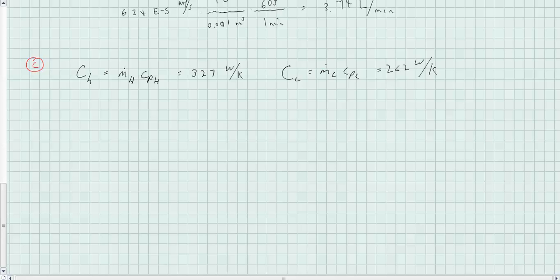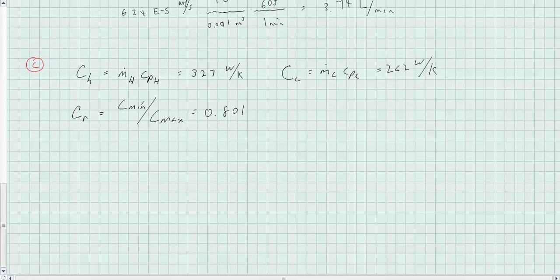Now if we reflect on what the epsilon NTU method will require us to do, we know that we're going to have to calculate what they call a heat capacity rate ratio, so this C sub R value. And that's basically C min divided by C max. Let's do that. 262 divided by 327 gives a 0.801 value.